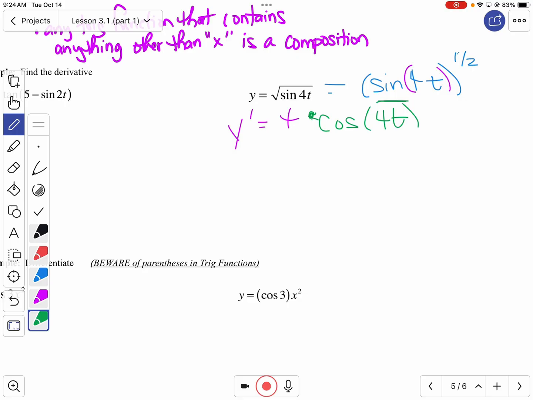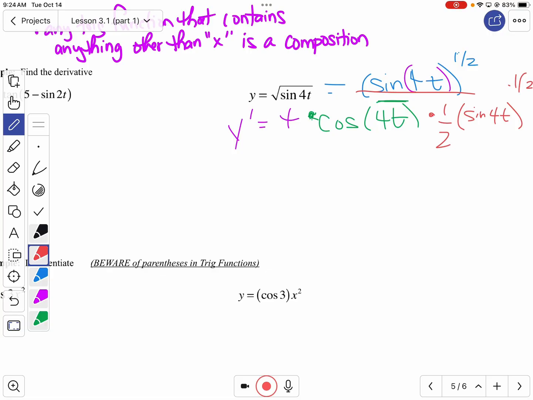All right, then the last thing we want to do is look at the last thing that we had, which was something to the 1/2. So that derivative is going to be 1/2. My something is going to go to what power? Negative 1/2. What was the something that was inside of that? Well, it was the sine of 4t. Okay, so I keep the entire inside.